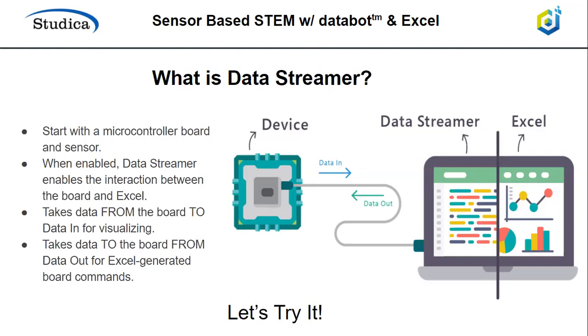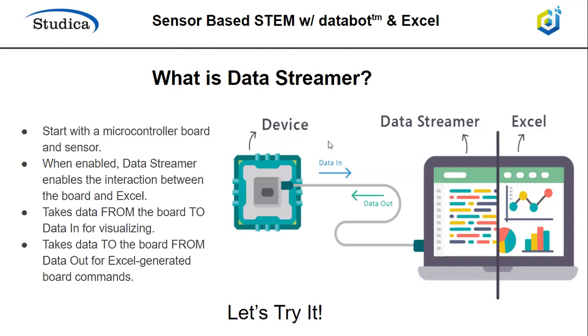Basically what it is, it allows you to connect a microcontroller like Arduino or a micro:bit, those kinds of things, to your computer and stream data from them right into Excel. You have to enable Data Streamer. It'll take the data from the board into your Excel sheet for visualization. And for those of you who may be doing robotics or programming, you can actually control things out of Excel as well. Today we're just going to be taking a look at sensor input going in. So let's give it a try.